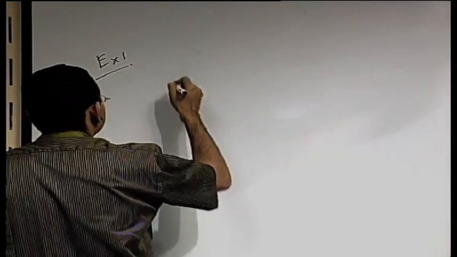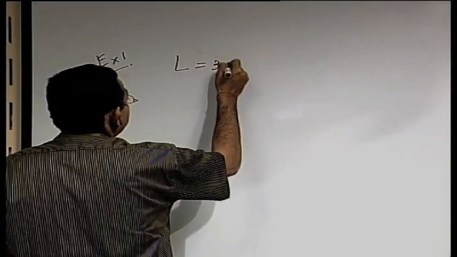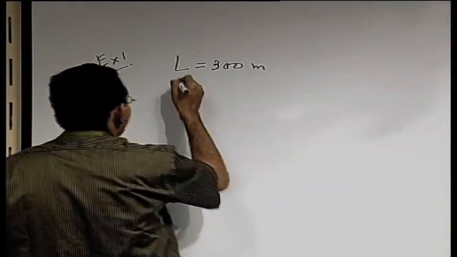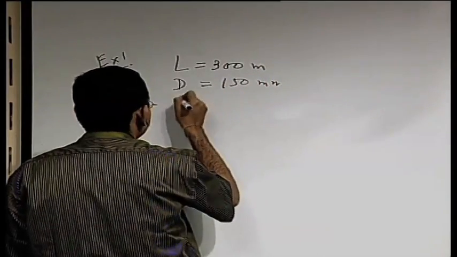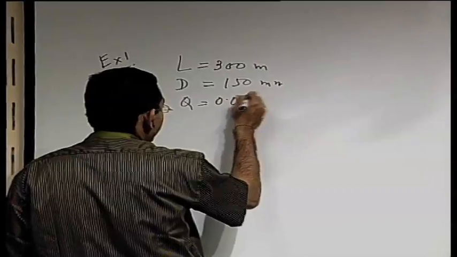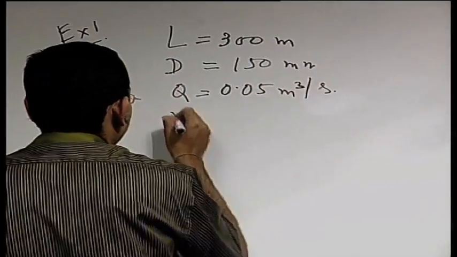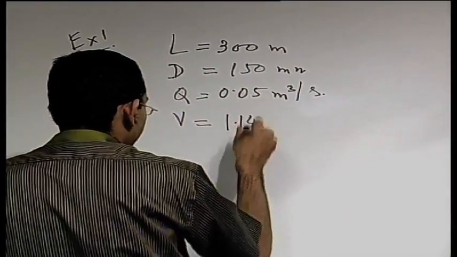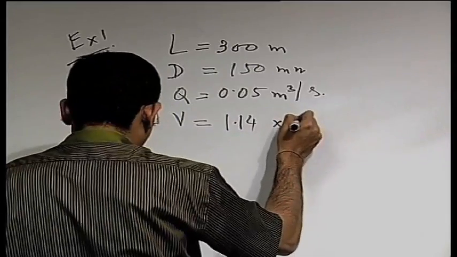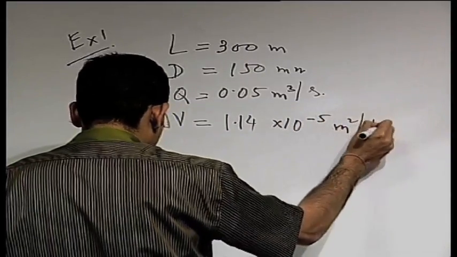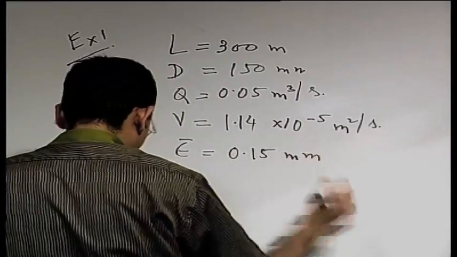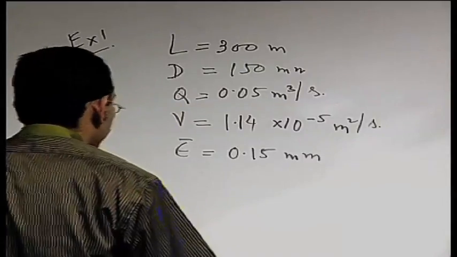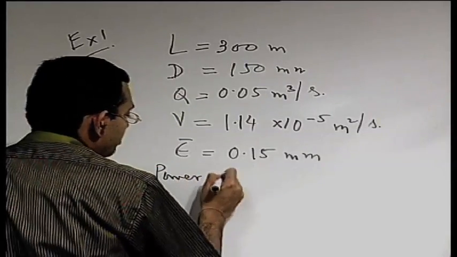First example, let us say that you have a length of pipe as 300 meter, diameter of the pipe as 150 millimeter, flow rate is 0.05 meter cube per second, the kinematic viscosity of the water at that prevailing condition is 1.14 into 10 to the power minus 5 meter square per second, the average surface roughness is 0.15 millimeter. You have to find out the power required to drive the fluid.